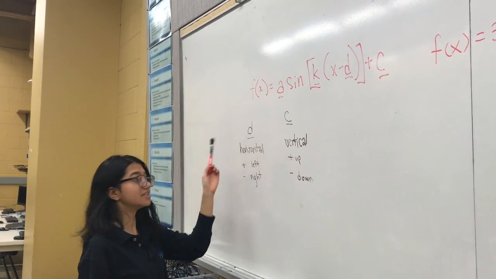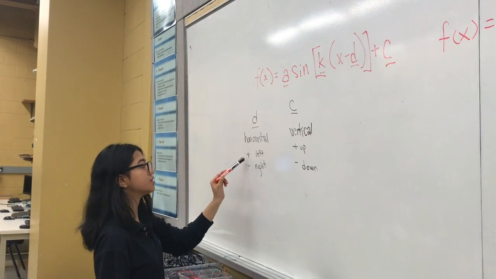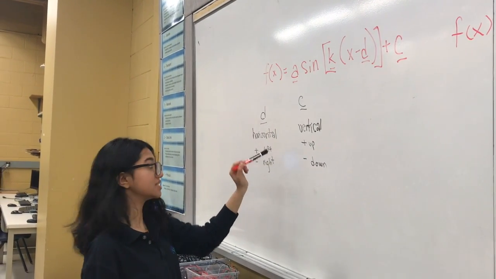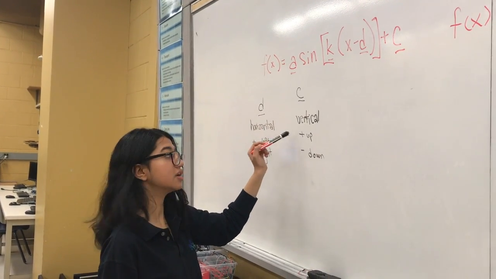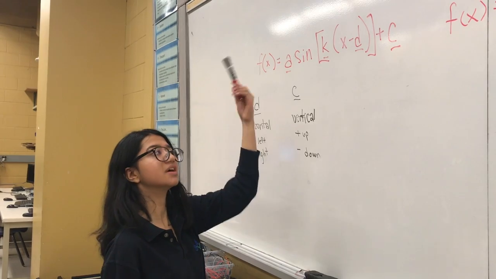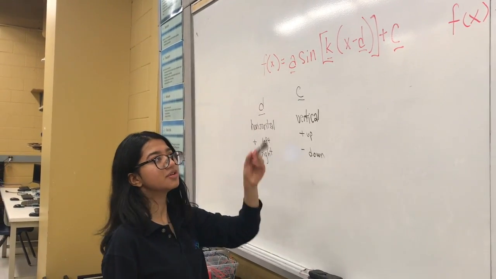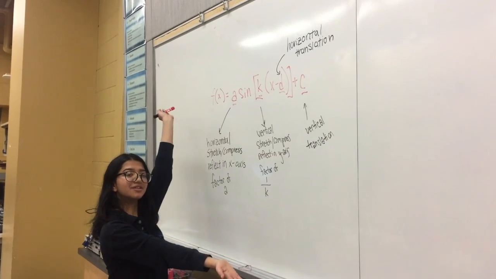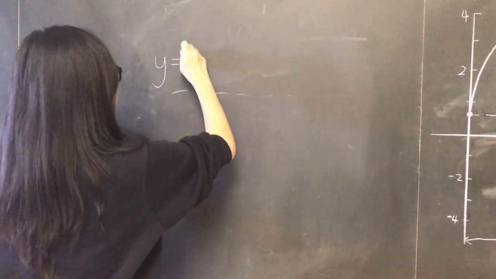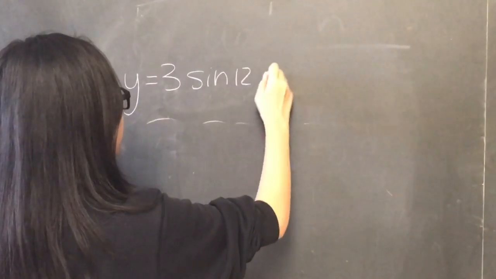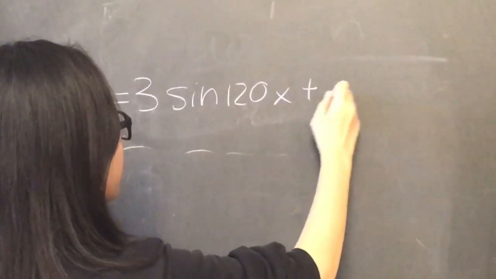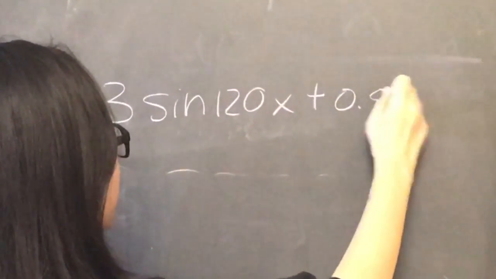For the value of d, it's a horizontal translation. So if it's a positive value, it translates left, and if it's a negative value, it translates right. For c, it's a vertical translation. So a positive number, so plus c, means translates up, and negative translates down. Now you know. Looking at the equation, we see a vertical stretch by a factor of 3, a horizontal compression by a factor of 1 over 120, and a vertical translation up 0.5 units.